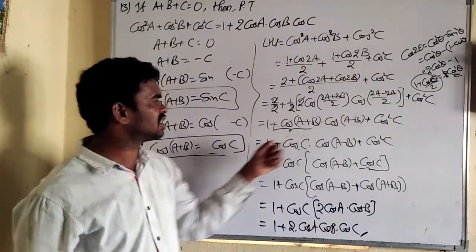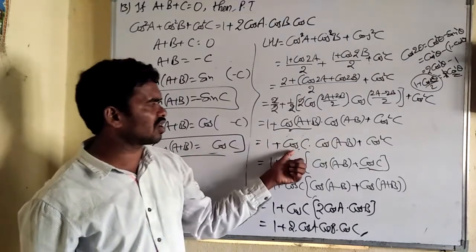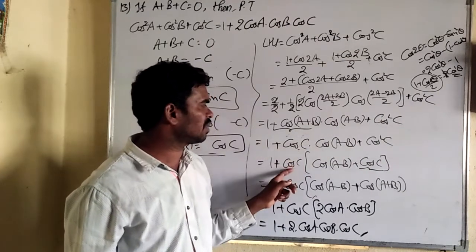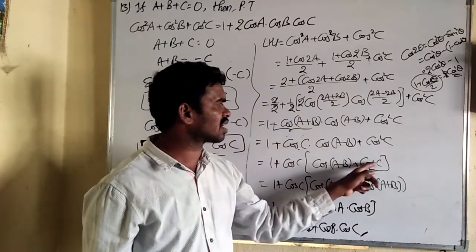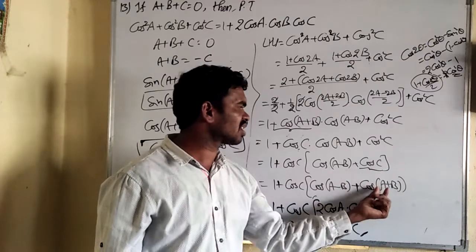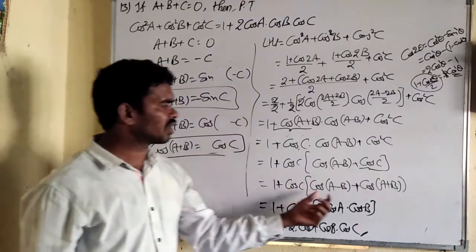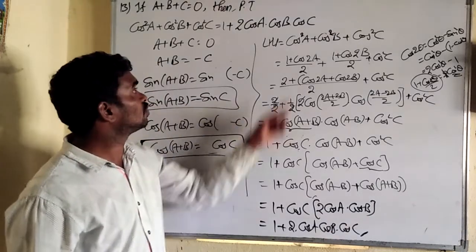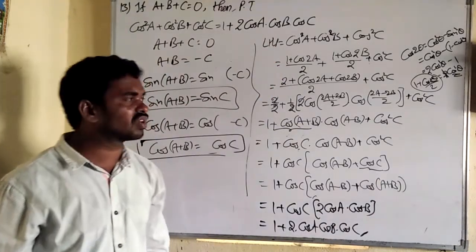Next, cos of a plus b means what? From here, cos of a plus b means cos c. And this is as it is. From these two, cos c is common. Then the remaining is cos of a minus b plus cos c. Now cos c means cos of a plus b. Now the cos c plus cos d formula gives 2 cos cos. So 2 cos cos, based on the RHS, we wrote the answer.